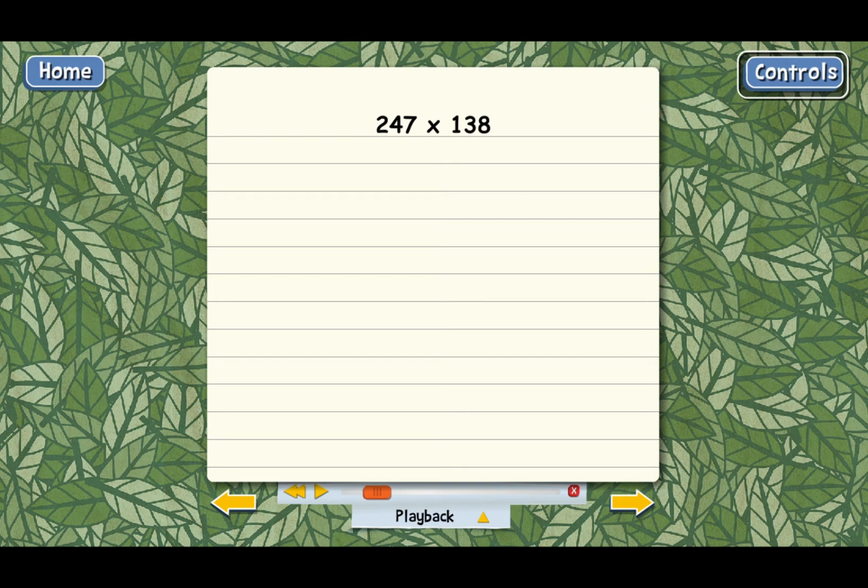247 times 138. The first step is to put the numbers over each other. We'll put the bigger number on top and the smaller number on bottom and line up the columns. Now, remember, the way to multiply these is just to multiply each of the digits in 138 by each of the digits in 247. We'll start with the ones column, which is 8 times 7. You go ahead and do it, but you'll need to carry on this.